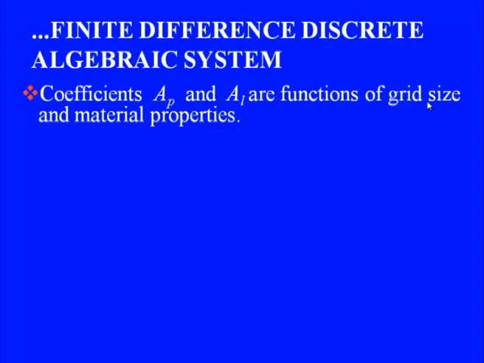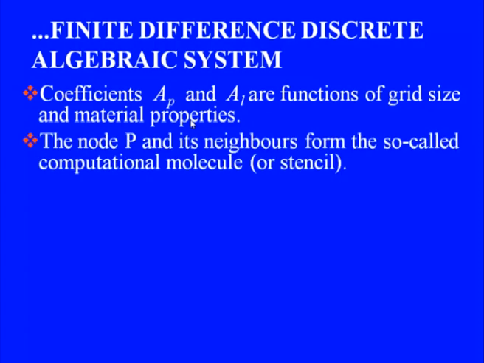Now note that these coefficients AP and AL are functions of grid sizes, that is delta x, delta y and delta z, and material properties. Okay, now this node P and its neighboring nodes form the so-called computational molecule or stencil.